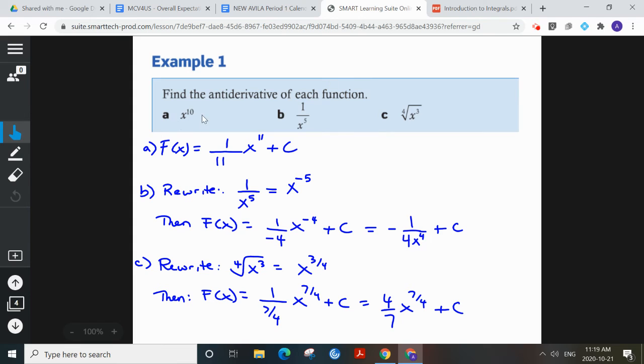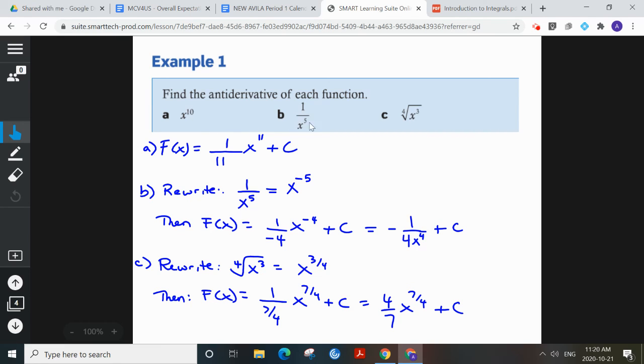Okay, so if I want to find the antiderivative of x to the 10, then I'd want to start with x to the 11, and I'd have to divide out the factor of 11 that would come out, so I'm going to multiply by 1/11. Okay, so 1/11 times x to the 11 plus c. If I took the derivative of this, I'd end up with x to the 10.